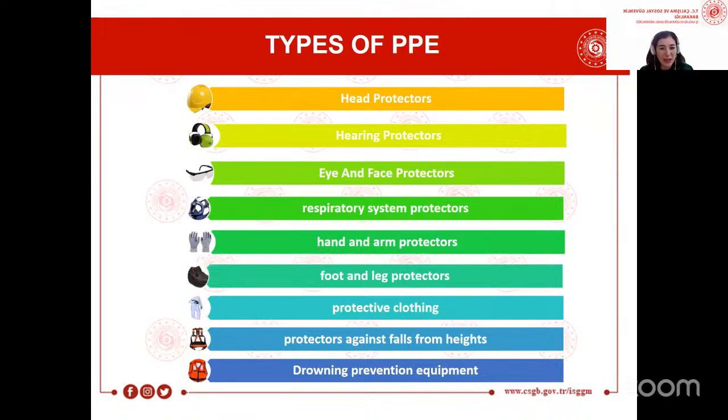Now let's take a look at this. There are many types of PPEs, namely head protectors such as helmets, hearing protectors such as earplugs, eye protectors such as safety glasses, respiratory system protectors such as dust masks, hand protection equipment such as gloves, foot protectors such as safety shoes, protective clothing such as high visibility vests, and protective equipment against falls from height such as full body harnesses. And finally, drowning prevention equipment such as life jackets.